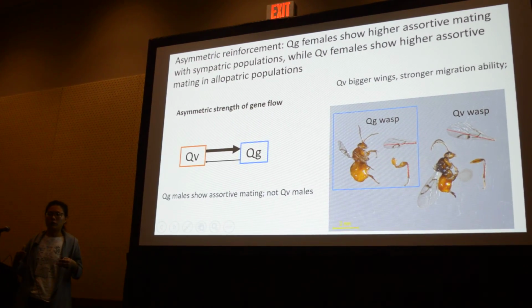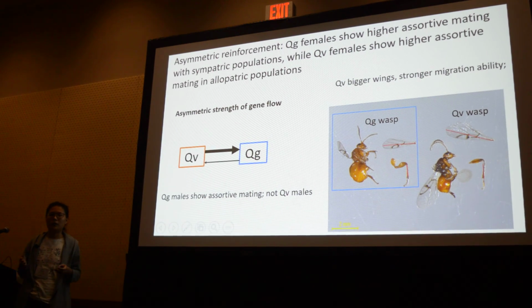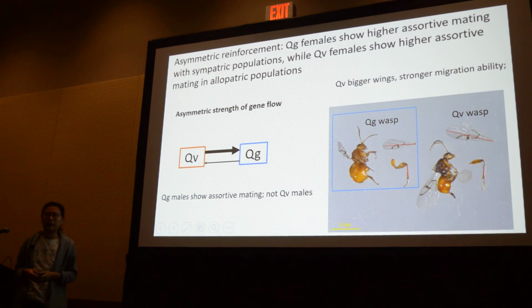Because in general, QG populations experience more QV migrants, not the other way around.